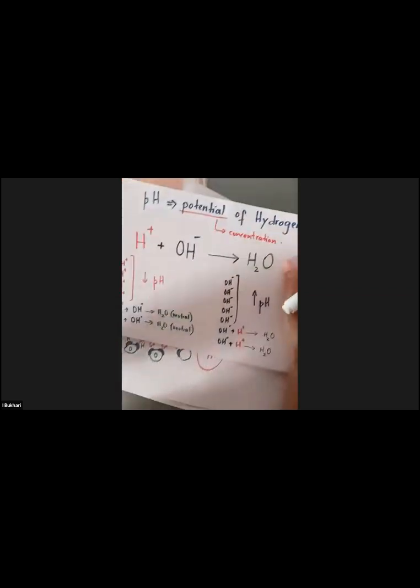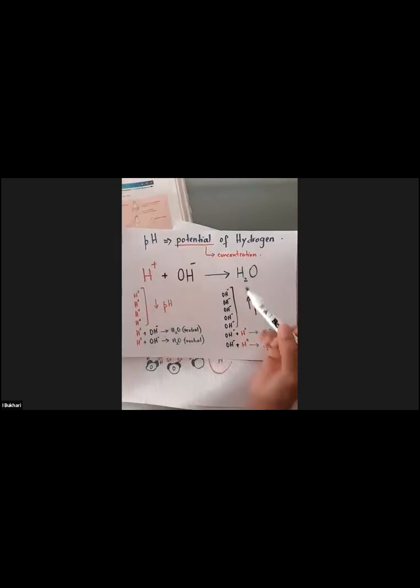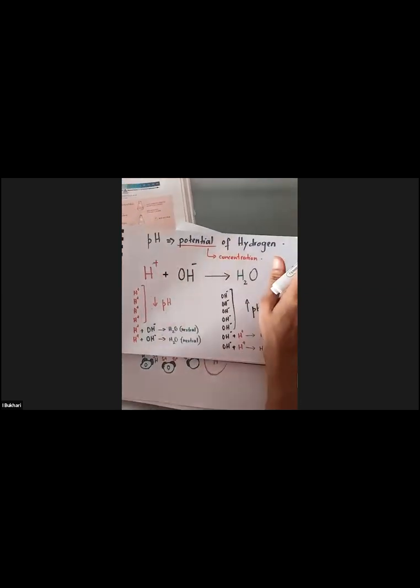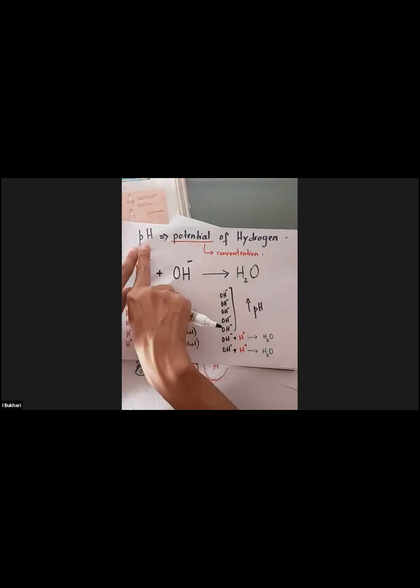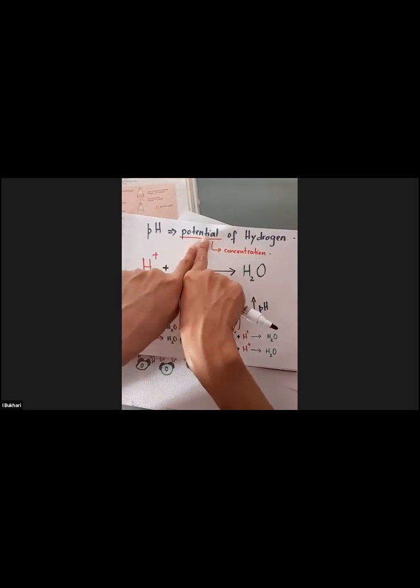Why? Because it stands for potential of hydrogen. pH stands for potential of hydrogen. What do I mean by potential? It is just a scientific term for concentration, concentration of hydrogen. Potential means concentration of hydrogen. In advanced math, you don't have to deal with it. This is an advanced mathematic term, but you should know what it means and you should know how to write it.